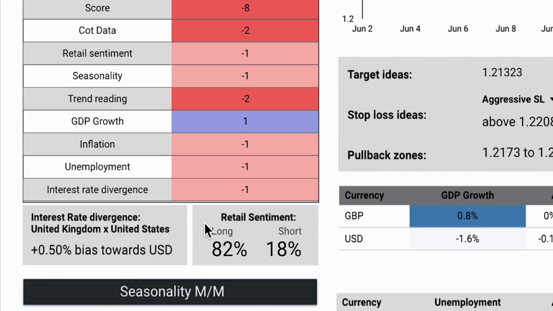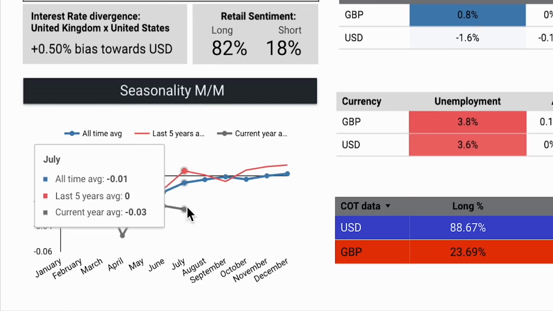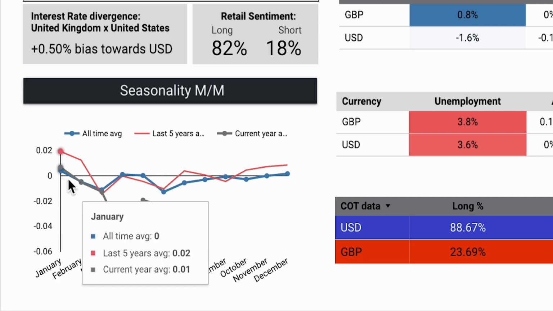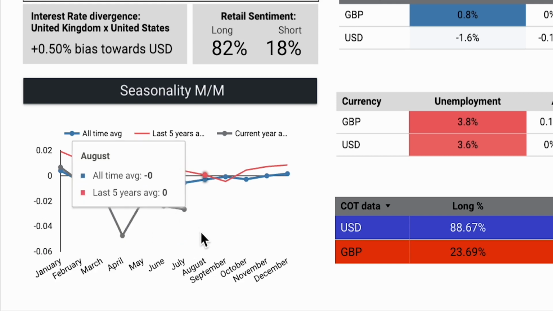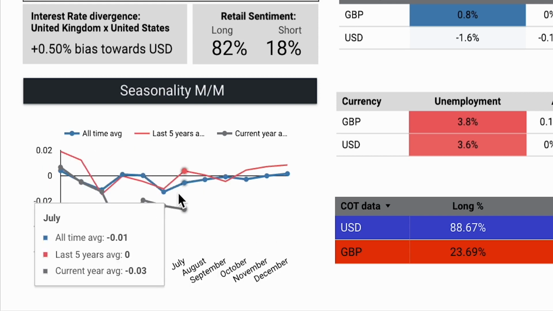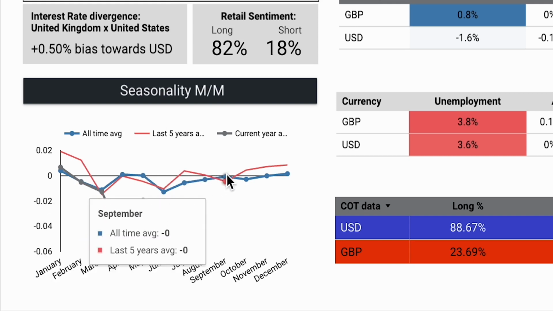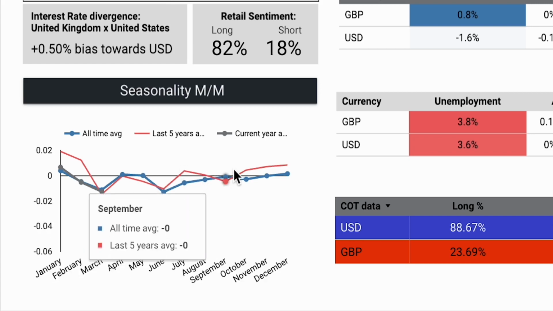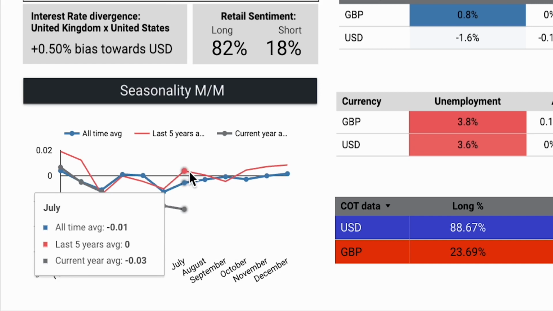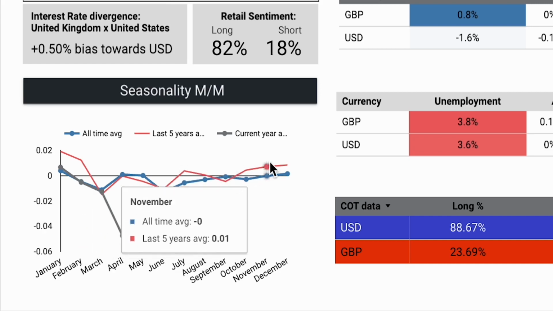So seasonality, again, month of July, we have a current year average of -0.03, last 5-year average of just 0, and all-time average of -0.01. Now, current year, look at this dip from March to April. Pop back up, but now it's trending back down. If we look at the all-time average, it does seem to poke its head up just a little bit in the later months. In the last 5-year average, we can kind of see the same: slight downward trend before a slight upward trend.